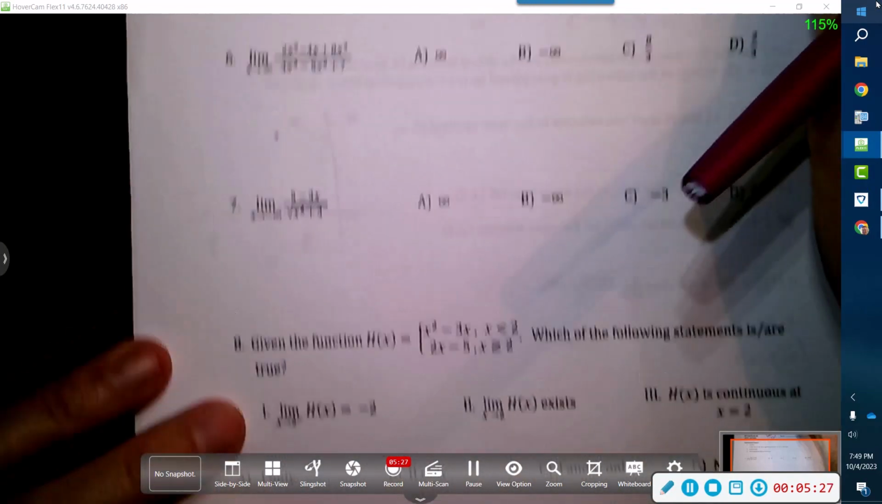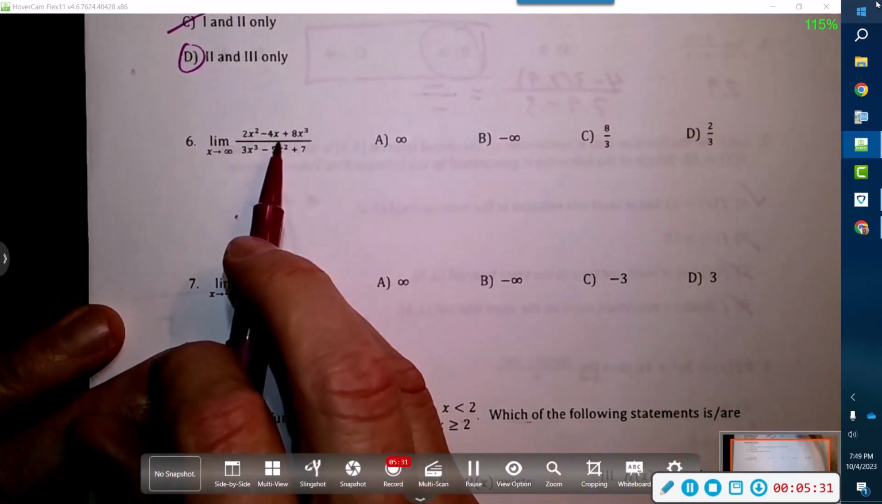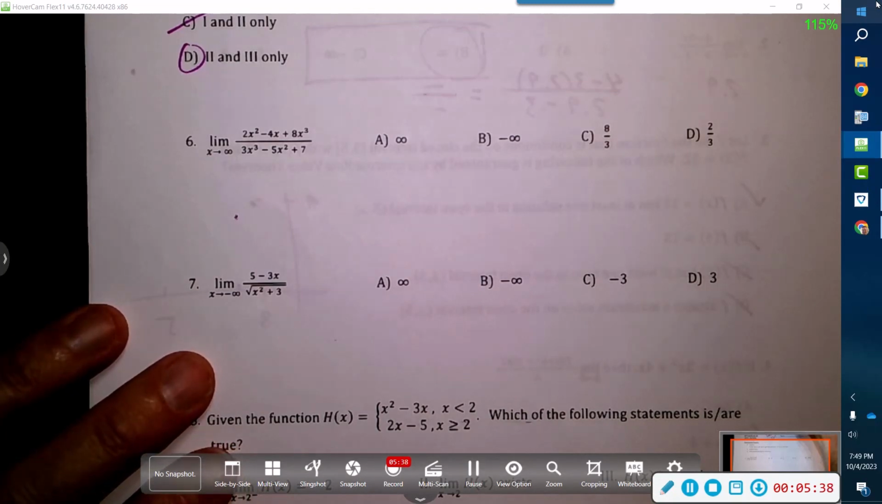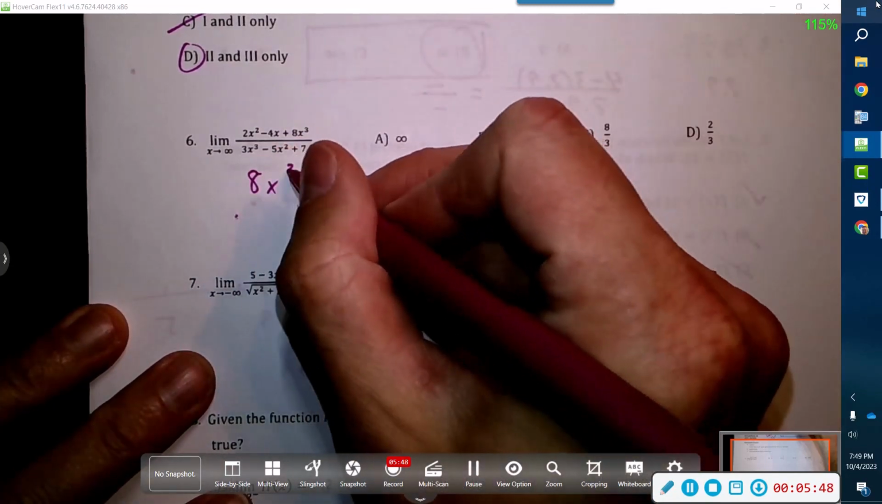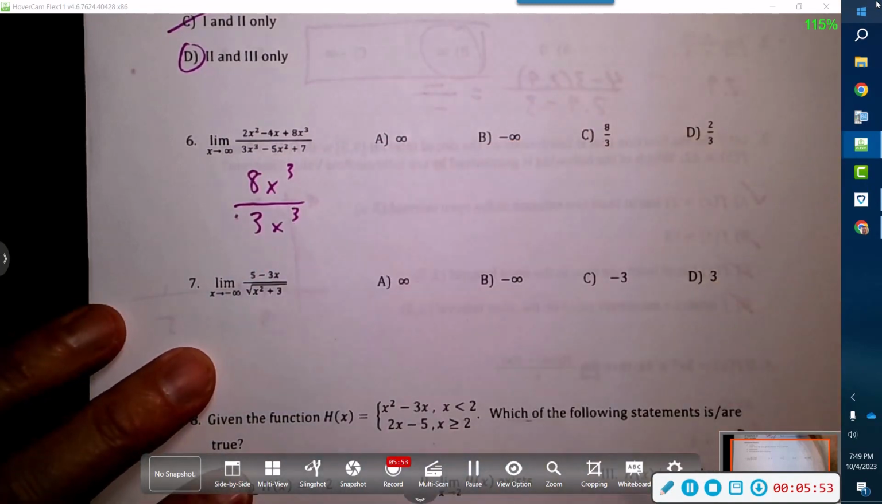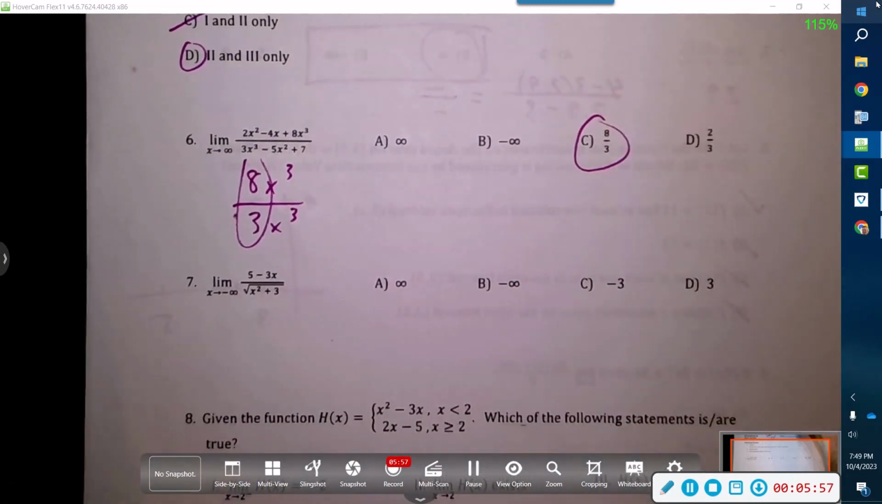Number 6, I might just do 2 pages for this one. Alright, so it's shooting off to infinity. Okay, now that's good, because this is an end behavior model. So I'm looking for the highest degree, and I can see that this guy is to the 3rd power on the top, and this guy is also to the 3rd power on the bottom. Perfect. When it's the same degree, I mean, it's almost criminal to make this so easy, right?